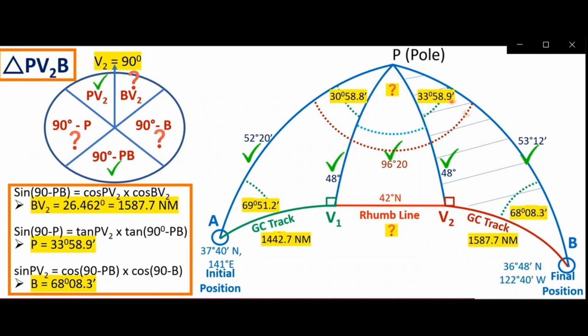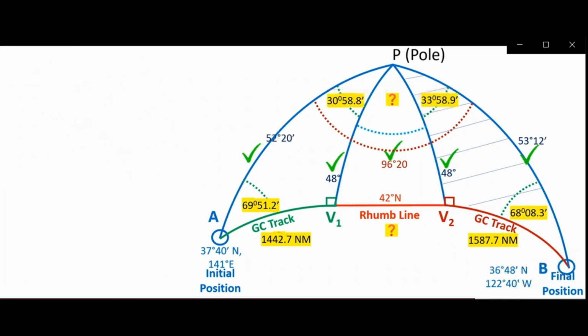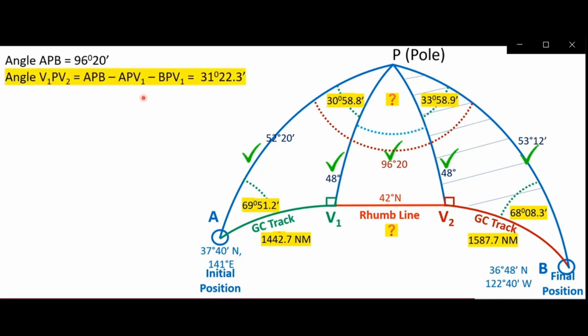So now we have calculated all three parts of the triangle PV2B. If you see in this diagram, there are only two question marks left. The rest of the unknowns have already been calculated and filled in. One is this angle. Since we know these two angles, this angle can be easily found. So now angle APB is 96 degrees 20 minutes. The other two angles are known to us, and this way we get angle V1PV2 as 31 degrees 22.3 minutes, and this value goes into the diagram.